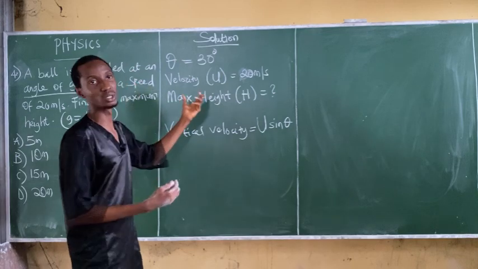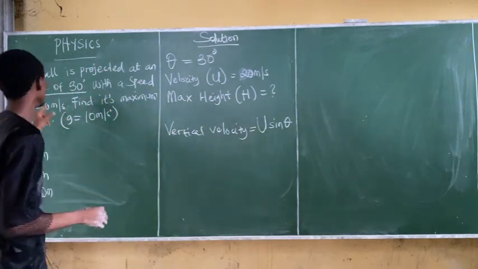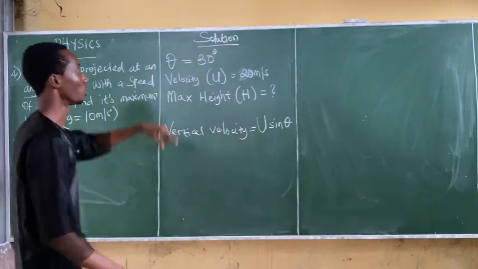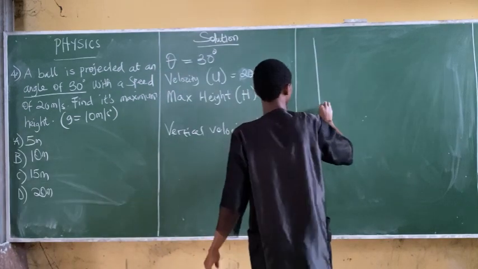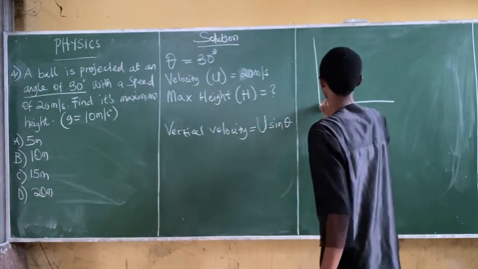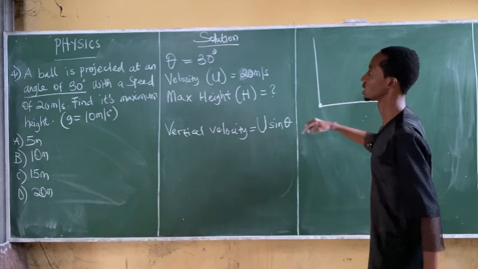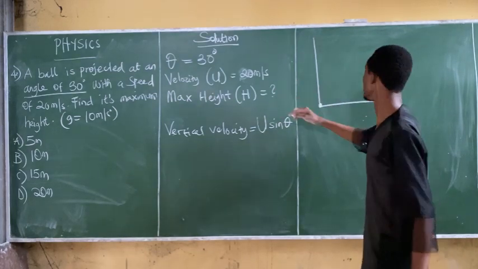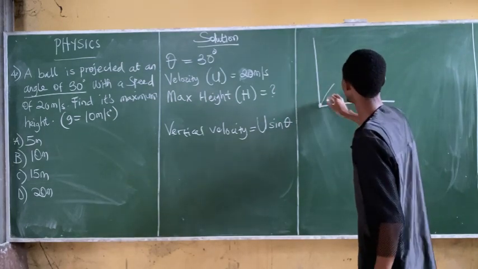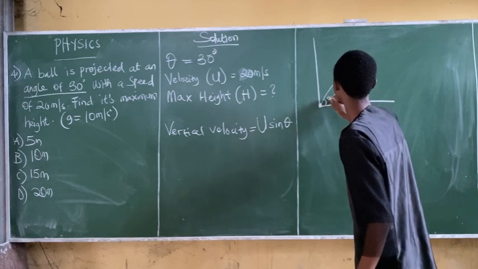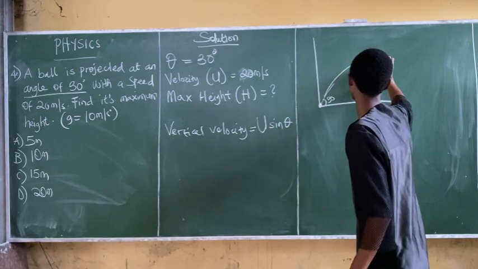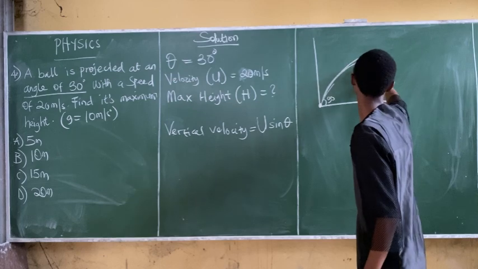Let's set up a free body diagram for this. It says a ball is projected at an angle of, let's say from here, this is the ball, where the ball was initially. They say it is projected at an angle of 30 degrees. So the angle of inclination is 30 degrees. Projectile. Don't forget, it moves this way.